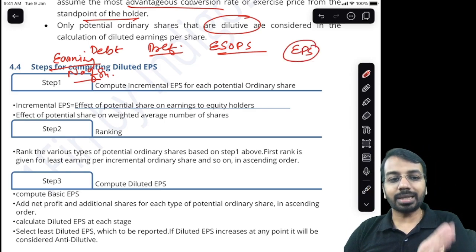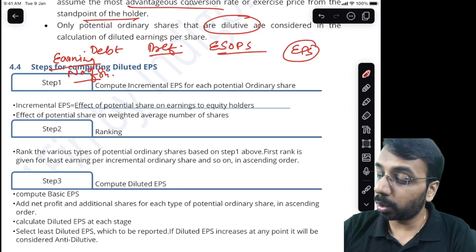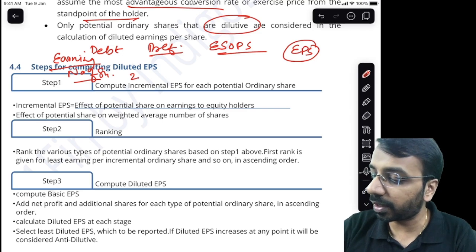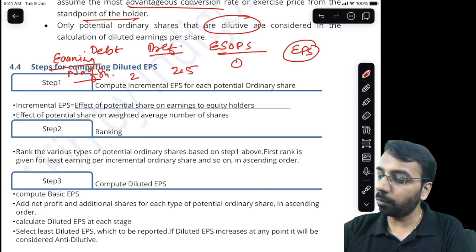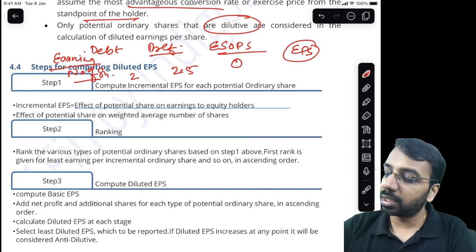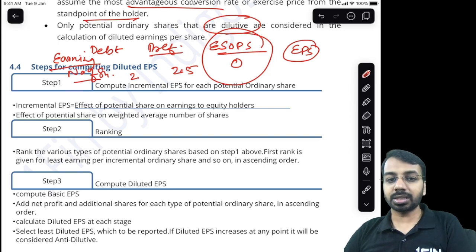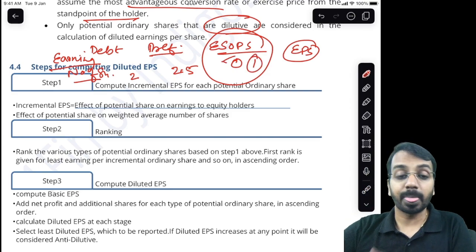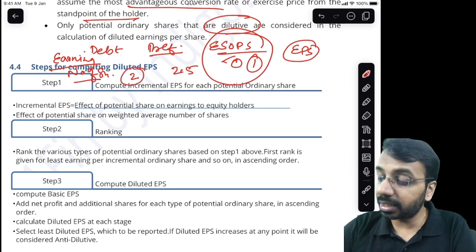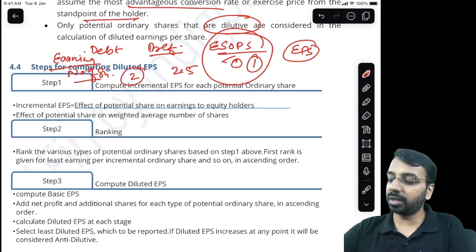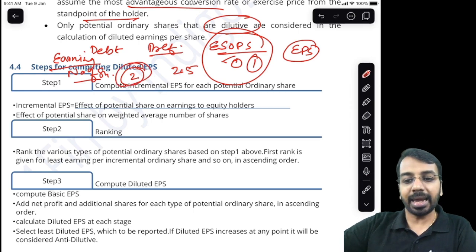Now, when you have that EPS, you have to see which one is most dilutive. So, if let us say debt gives me 2, preference gives me 2.5, ESOP gives me 0, for example. Then most dilutive is ESOP, because number of shares have increased but profit has not increased. So ESOP is most dilutive. We will first take this, then calculate the diluted earnings per share. Then you will see whether conversion of debt will make it dilutive. Then you will calculate diluted earnings per share, and accordingly you will continue.